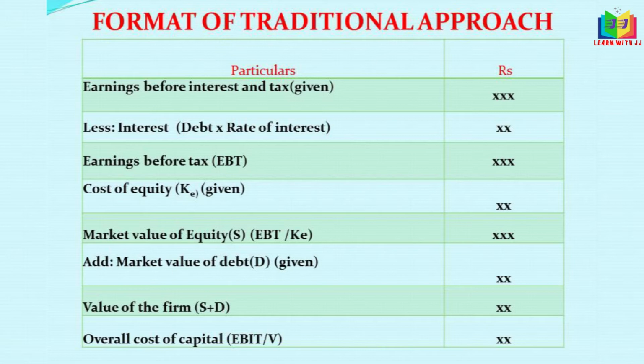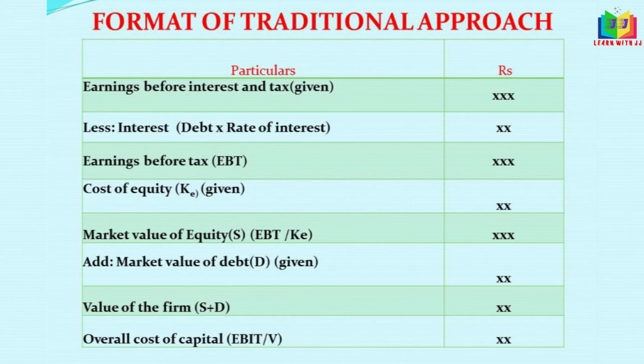First, we have to write earnings before interest and tax, like our EBIT and EPS analysis. Here too we'll start with this EBIT, and after that we have to subtract the interest. We know how to calculate this interest: the debt into the rate of interest, and we'll get EBT. In EPS analysis we'd subtract tax, but here there is no tax. Here we have to write the cost of equity, which will be given in the problem itself.